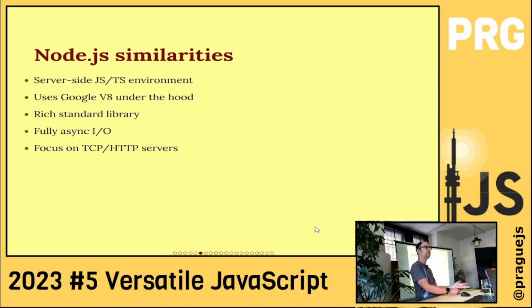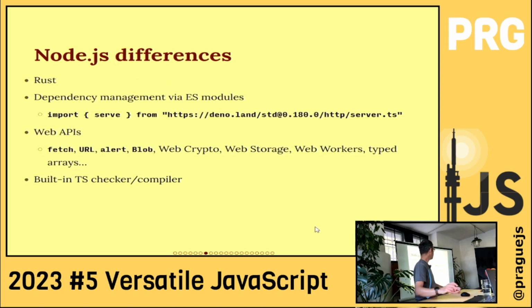The JavaScript asynchronicity is also present, so all operations which use I/O, such as file system access or network access, are completely async. And there is a strong focus on writing HTTP servers, WebSocket servers, TCP servers, and so on. Those are the prime use cases for both Node.js and Deno.